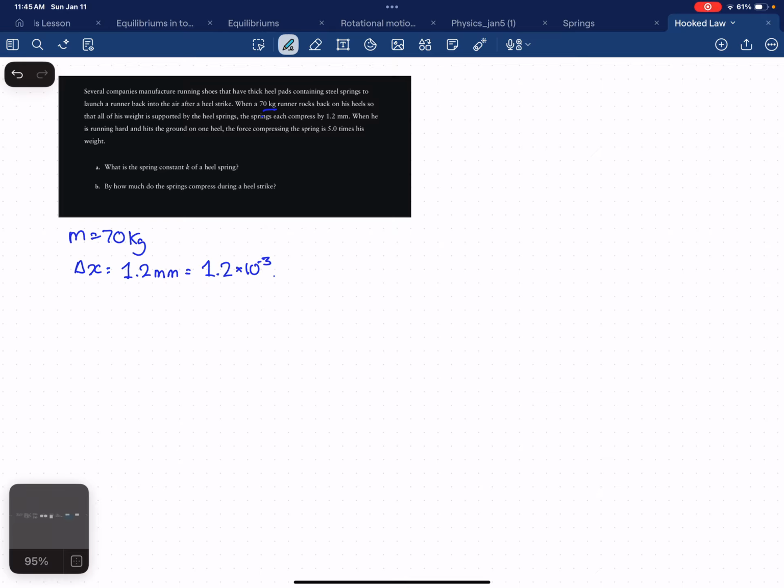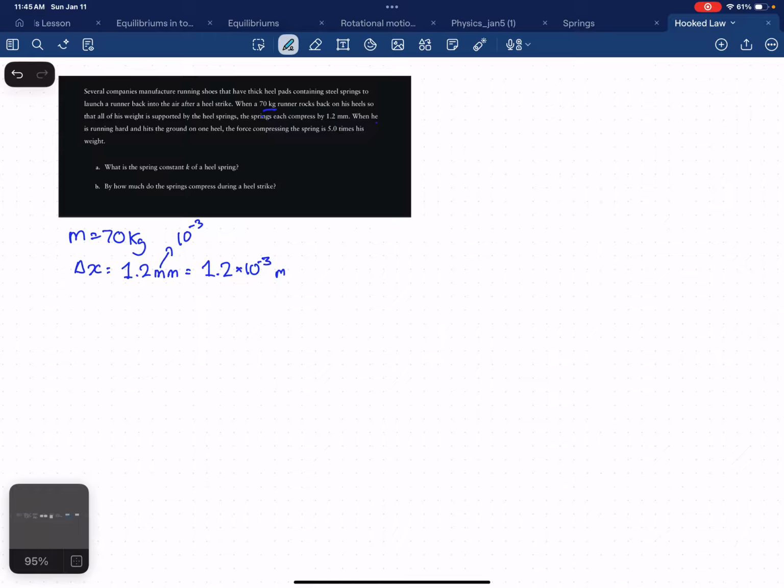meters, because milli is a prefix. Every time you see milli, this just means 10 to the power minus 3. So that's why I'm able to make that conversion. Anyway, I'm going to write it in scientific notation because it's easier to do math that way.